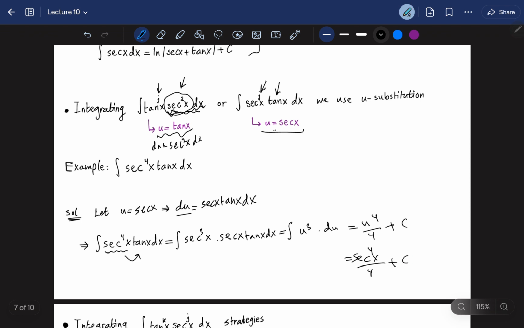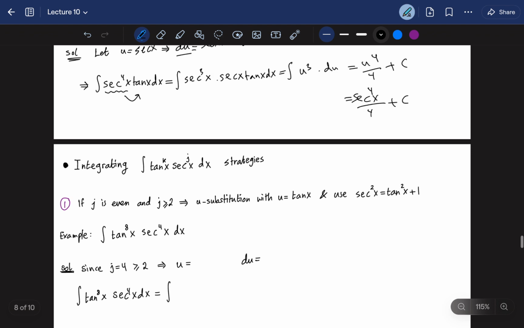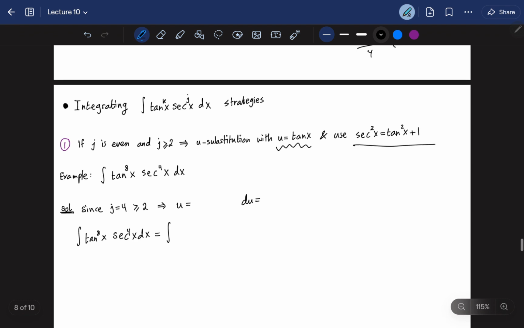and you're done. Now what happens if I have powers for both tan and secant? So here we also have different cases. If the power of secant is even and it's bigger than 2, we use a u substitution with u equals tan, and we're going to use this identity. So let's try it. If I have tan to the 8th, secant to the 4th, so here tan is with even power. So I'm just going to use a u sub with u to be my tan. If you take the derivative, this is secant squared dx.